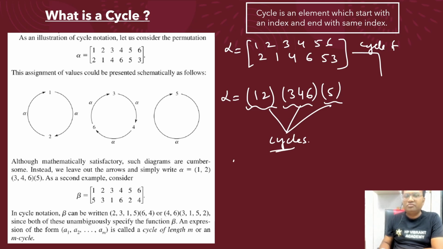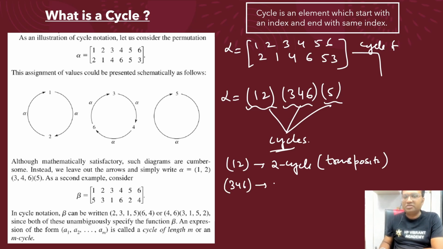Okay, so this (1 2) is nothing but a 2 cycle, and a 2 cycle is also known as a transposition. Now we have (3 4 6), this is nothing but a 3 cycle, and 5 is a 1 cycle. So this is a cycle of length 1. Mathematicians do not prefer to write a cycle of length 1, hence we ignore this.